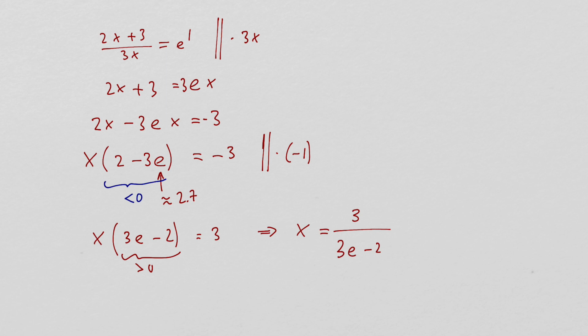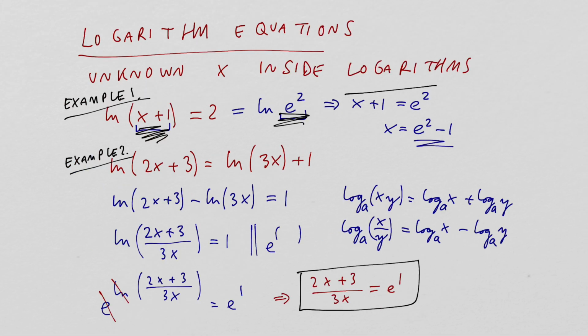My calculator tells that this number is about 0.49, and it seems reasonable. If x is 0.49, then both of these numbers here are positive. So everything might work out.